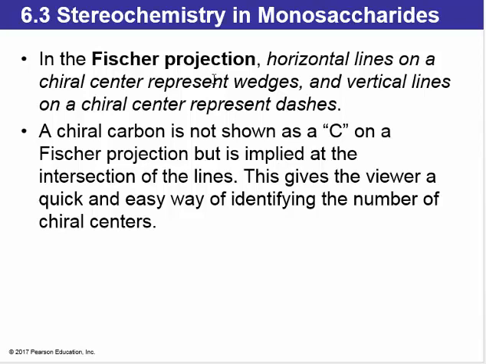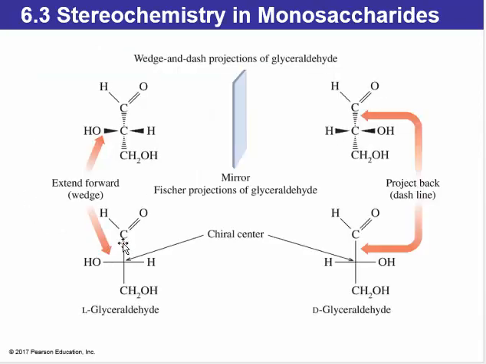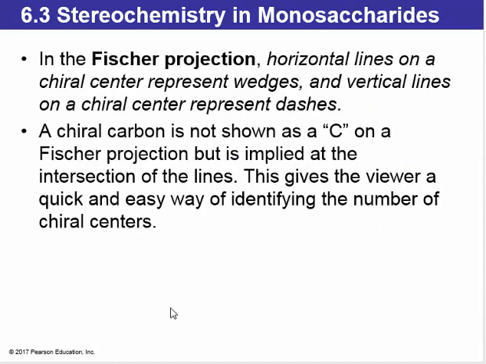So in a Fischer projection, the horizontal lines on a chiral center represent the wedges or bonds coming toward us, and the vertical lines represent the dashes or bonds going away from us. And then the chiral carbon is not shown as a symbol C, but just the intersections of the lines, and so it's easy to identify chiral centers.